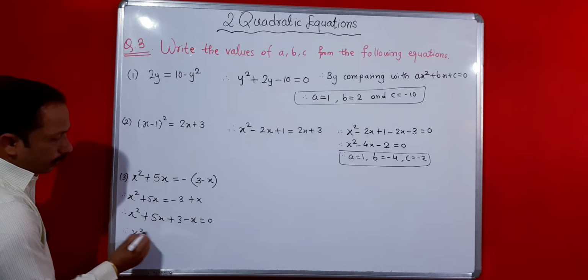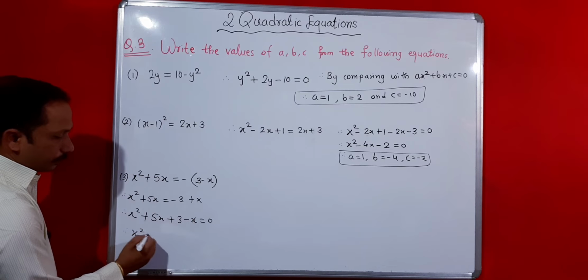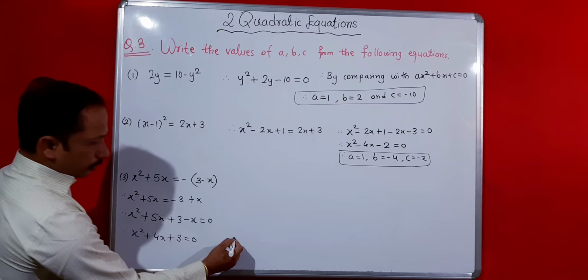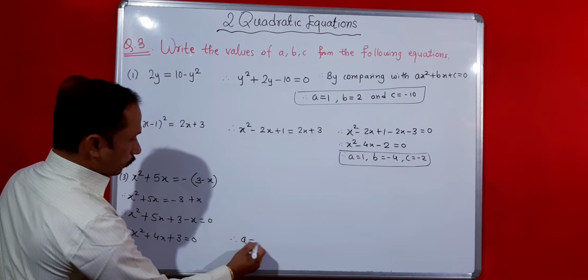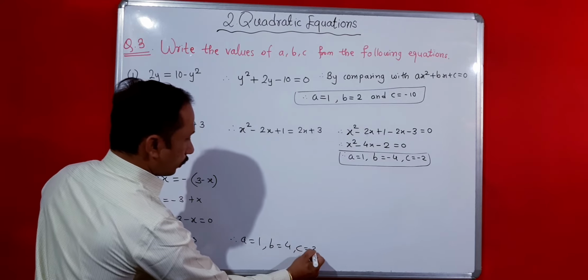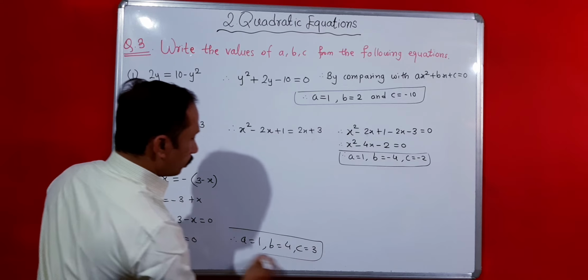Therefore x square plus 5x minus x, it is plus 4x, and plus 3 is equal to 0. Therefore a is equal to 1, b is equal to 4, and c is equal to 3. Okay, so in this way we have to find the values.